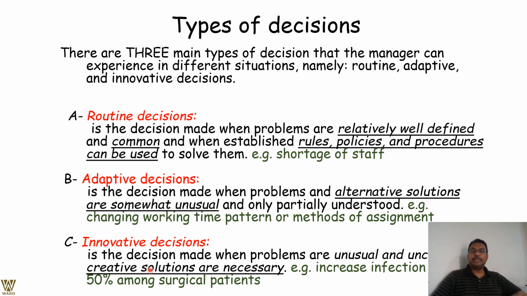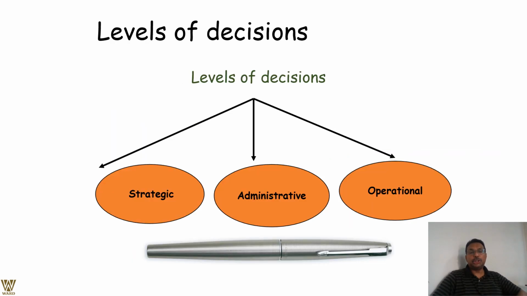Innovative decision is the decision made when the problems are unusual and uncommon. Creative solutions are mandated. For example, reducing infections from 50% among surgical patients, if you want to go around it, as a case by decisions. This needs to be understood.